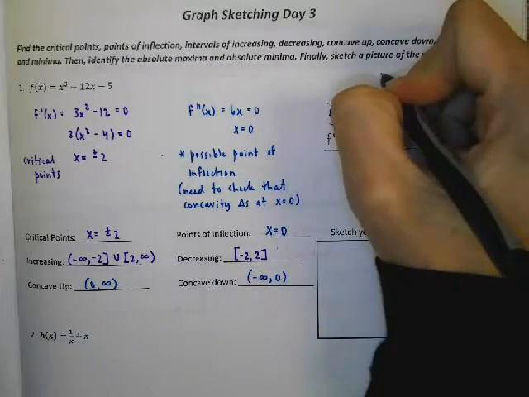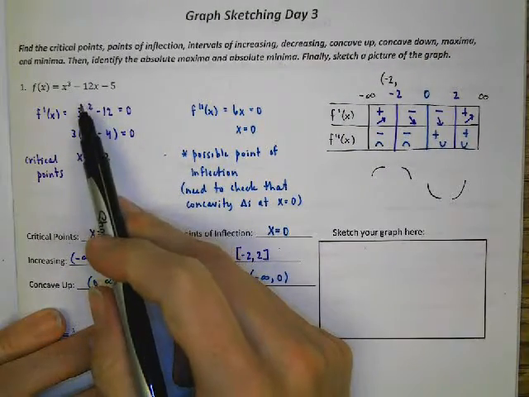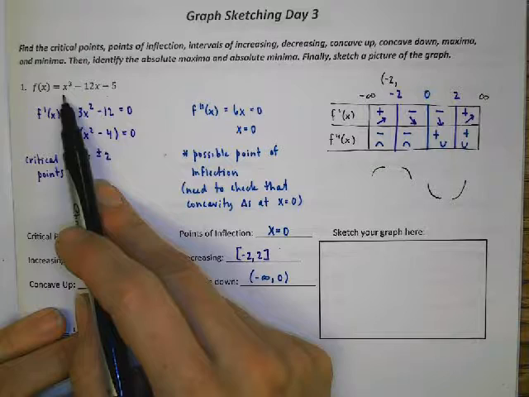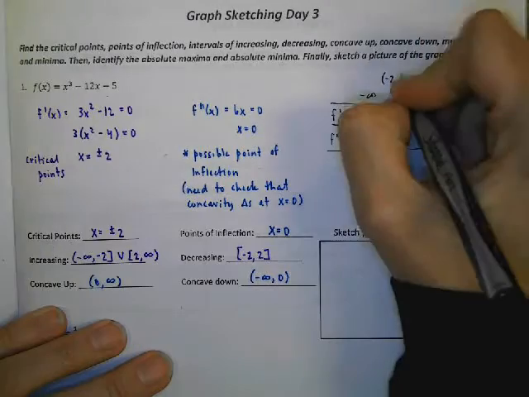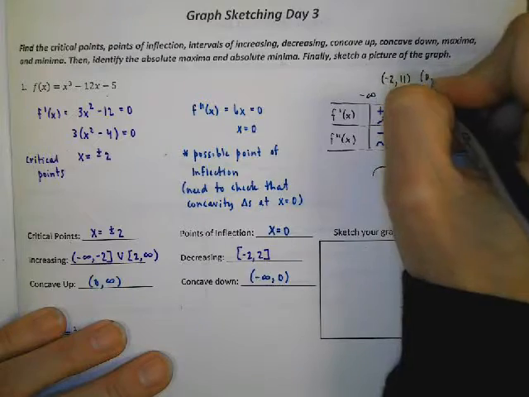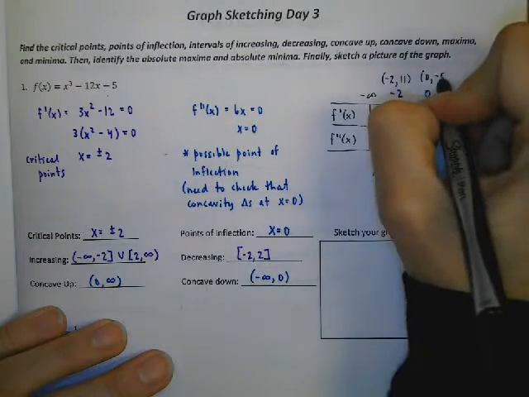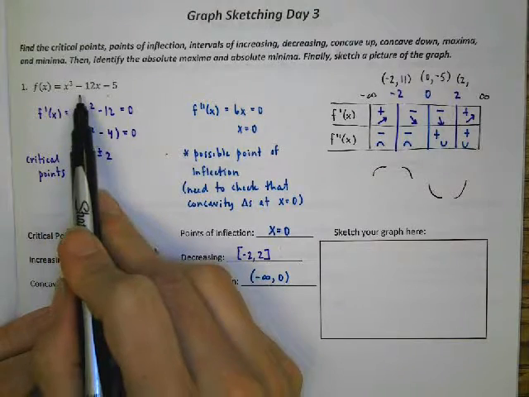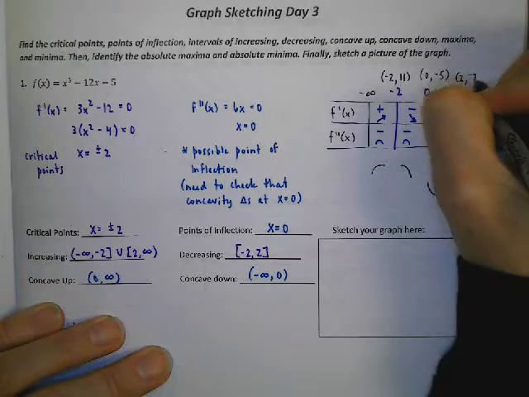So I'm going to go ahead and figure out the y value when x is negative 2. And again, I'm going to plug that back into the original equation here. So negative 2 cubed is negative 8, plus 24 is going to give me 16, minus 5. So it's going to be 11. When x is 0, my y value is negative 5. And then at positive 2, I have 8 minus 24 is negative 16, minus 5 is negative 21.